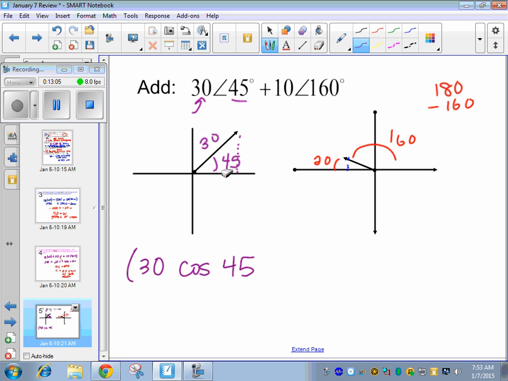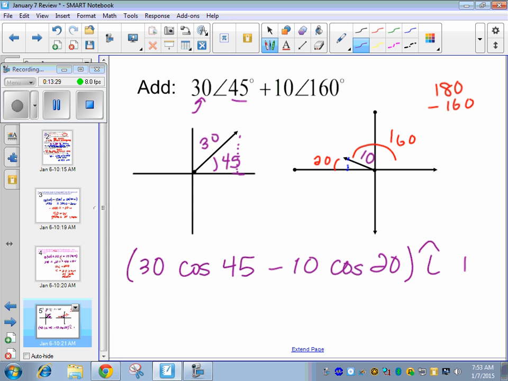Okay, this is a positive x because I'm in quadrant 1. And over here, what is my x? Positive or negative? Okay, so I'm subtracting, and the length of my vector here is 10, so I'm subtracting 10 cosine 20, and that would be my i hat. Okay, I have to see that. You guys see it?